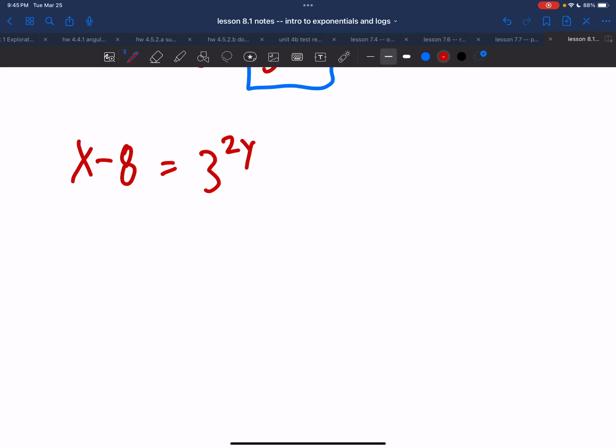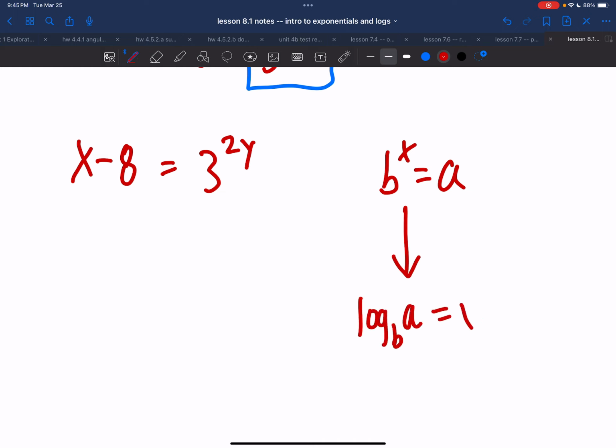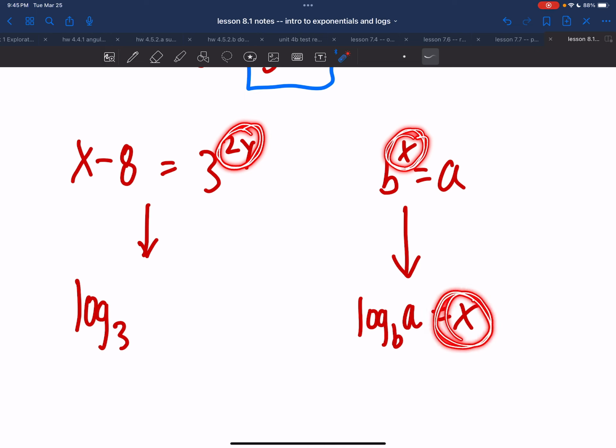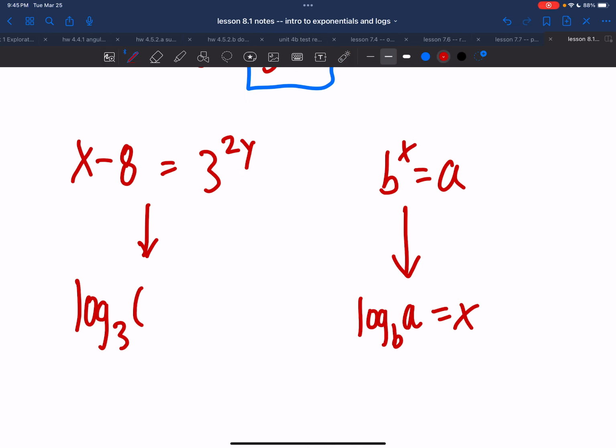The exponent, it's put in this exponential form where b to the x is a, and that's going to become log base b of a equals x. Well, what's the base? The base of the exponential is 3. So it's log base 3. You see, this 3 is that b. The exponent, x, is this 2y, and that's what the logarithm's equal to. So it's going to be an input here, and it's equal to the exponent, which is 2y.